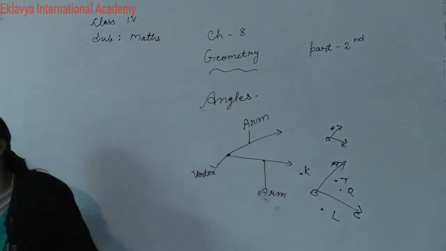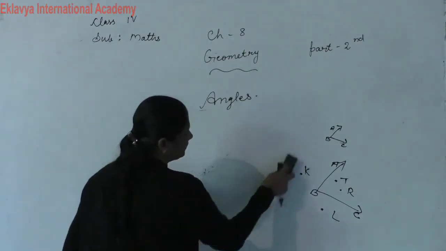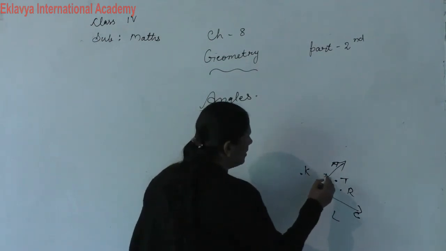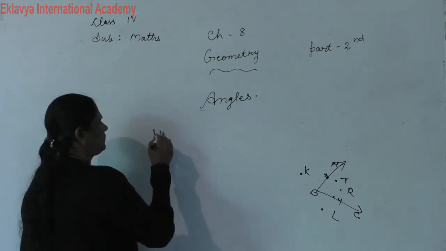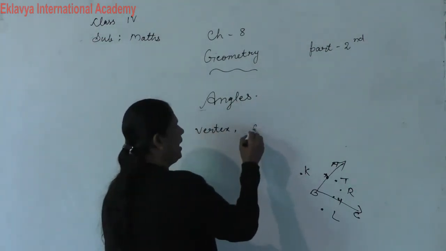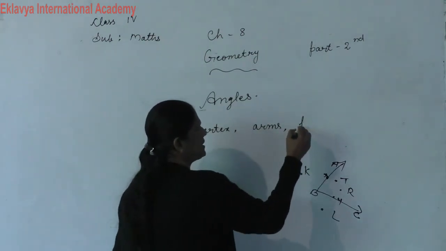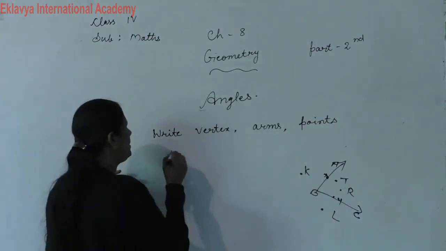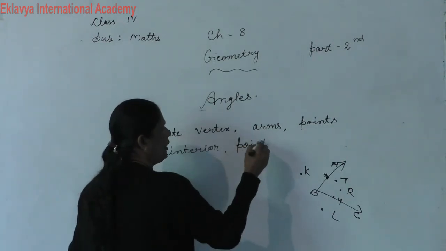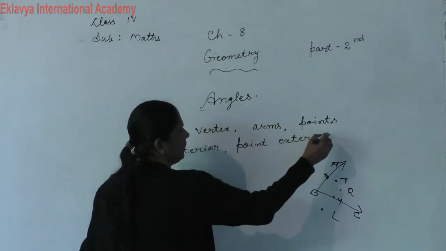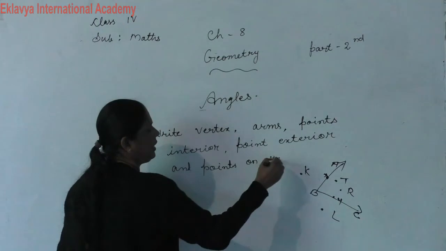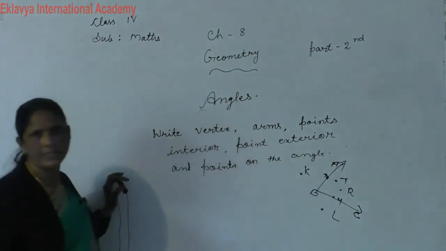Then in our question, write the vertex, arms, points inside the angle or interior points, points outside or exterior points, and points on the angle. This is X, this is Y.